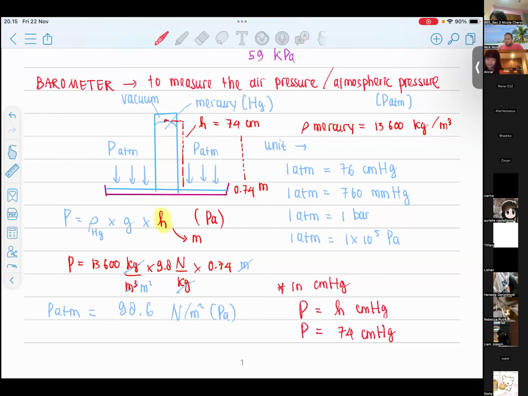Is my calculation correct? 13,600 times 9.8 times 0.74.